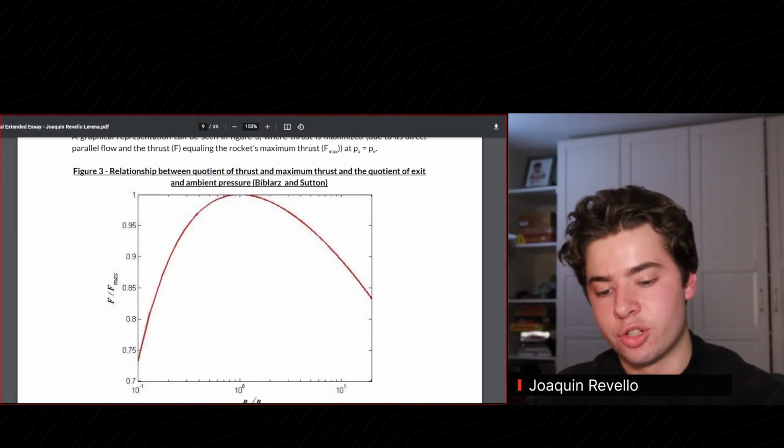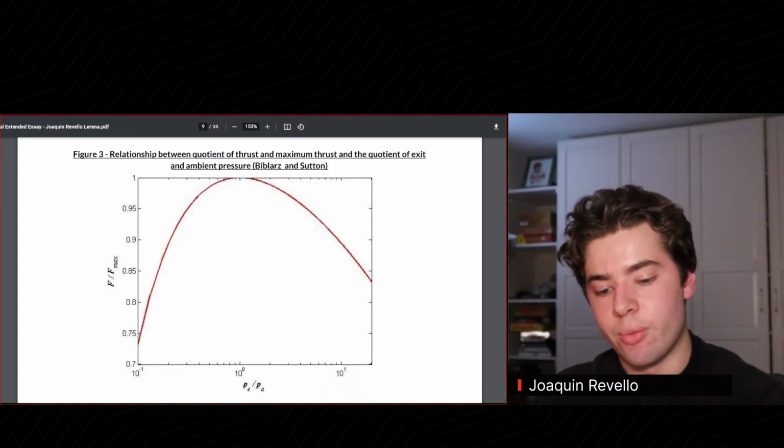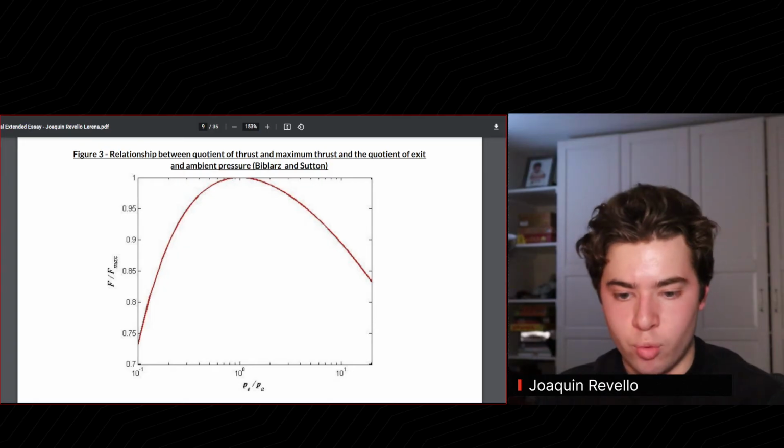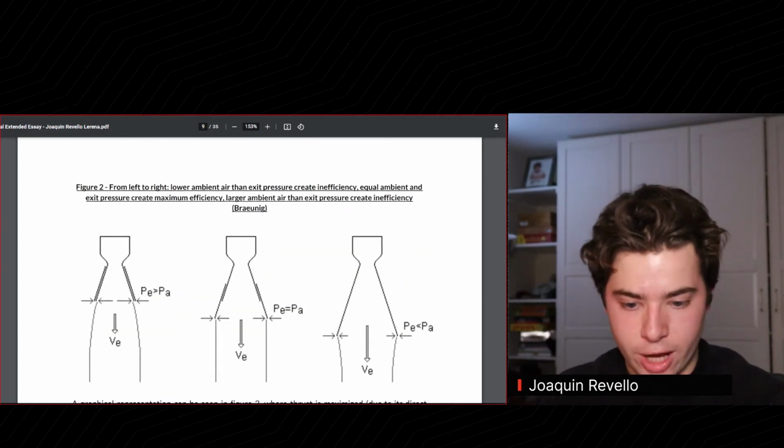You can actually see this in this curve right here, where the most efficient point theoretically is when PE is equal to PA. So when that ratio is 1, which makes sense because it's flying directly perpendicular.